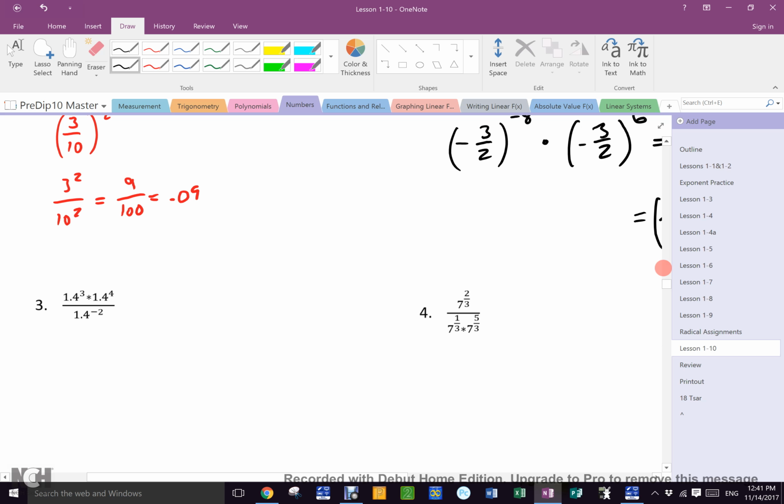Look at 3. Tell me why it's yucky looking. It looks yucky, but is it? Of course not. Why? Because it's all the same base. It's pretty basic. So it's 1.4 to the 7th. Yes? Yeah. Now, is that simplified?